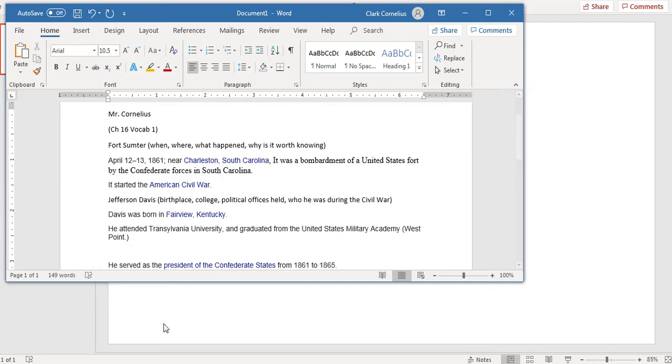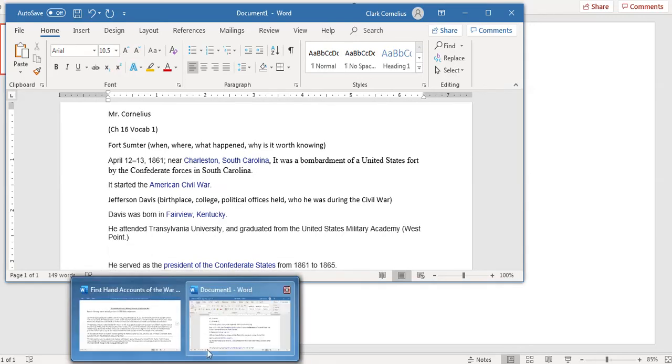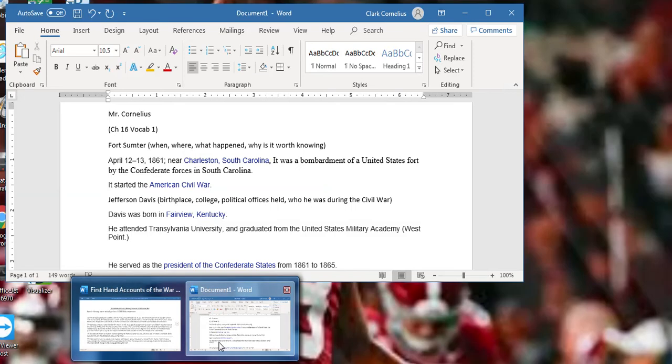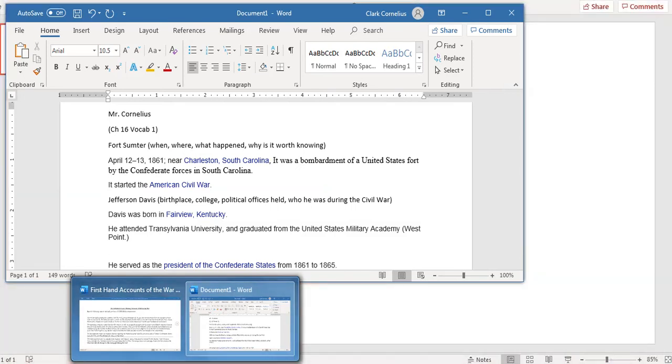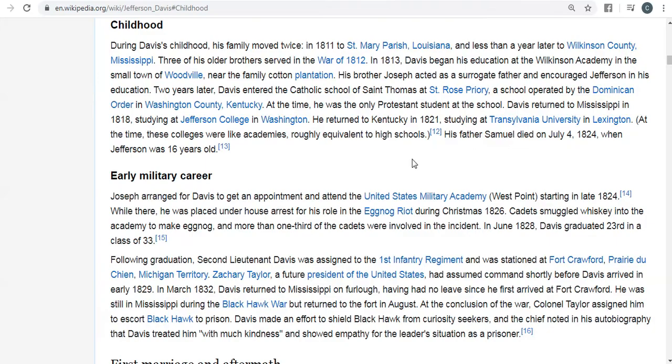Okay, political offices held. Why would he become president? What does he know about being president? So let's go back to that. And there it is. I remember this story, by the way, if you read about that. He was involved in what's called the Eggnog Riot, and they always tell that story at West Point around Christmas time, and he was involved in that. Almost got kicked out. Could have been kicked out.